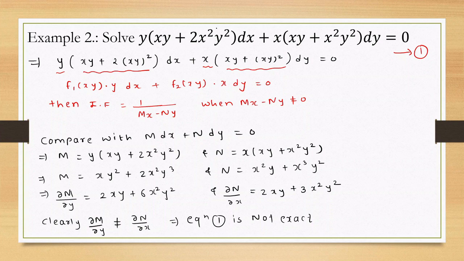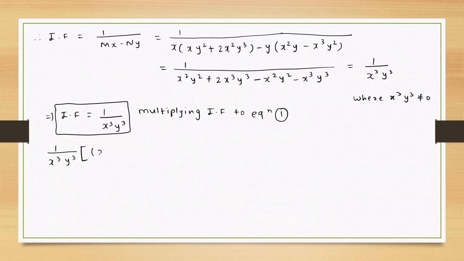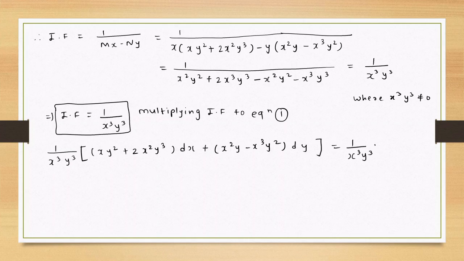We can write it as (xy square plus 2x square y cube) dx plus (x square y minus x cube y square) dy is equal to 1 upon x cube y cube into 0. Correct. So this is our M dx plus N dy. Just we have to multiply 1 upon x cube y cube on both sides.